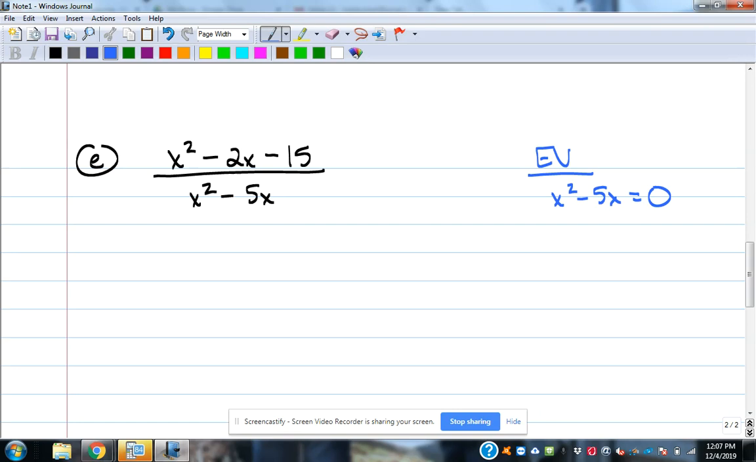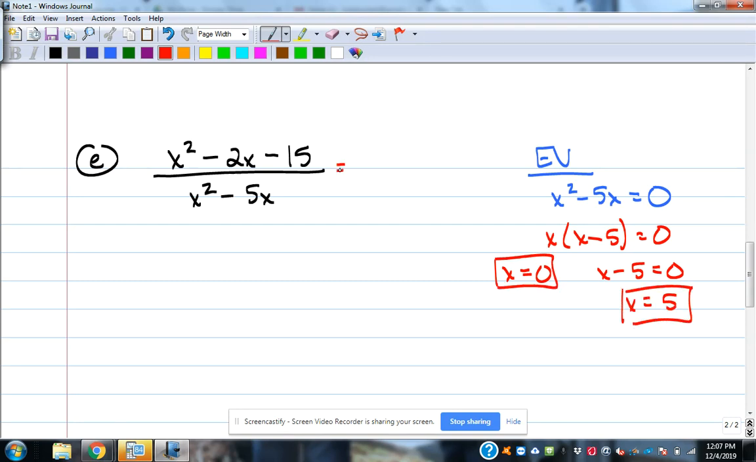All right. So how do we factor that? Greatest common factor is x, and that would leave what in parentheses? X and x minus 5. And now we set x equal to 0, x minus 5 equal to 0. There's one of them. The other one's positive 5. And because I used factoring for that, I've already got the denominator factored.